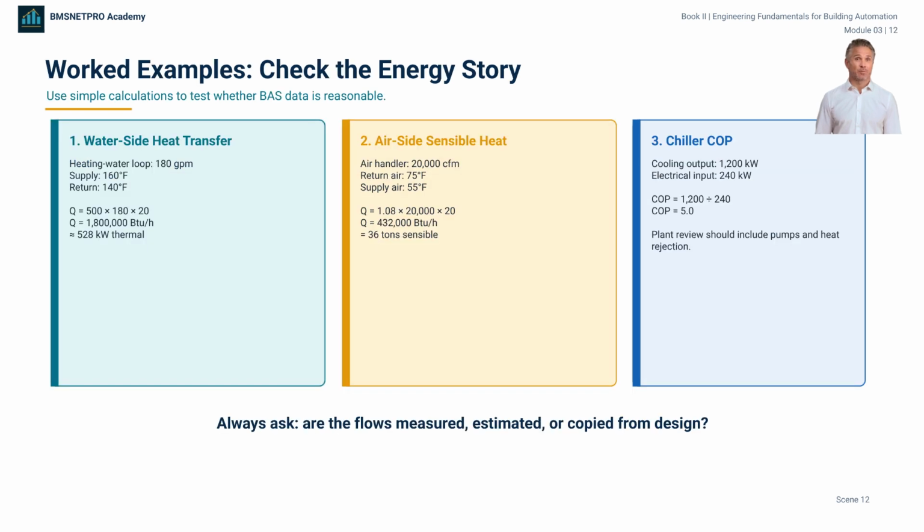Let's use simple examples to check the energy story. For the heating water example, 180 GPM with a 20-degree temperature drop gives 1,800,000 BTU per hour. That is about 528 kilowatts thermal. For the airside example, 20,000 CFM with a 20-degree drop gives 432,000 BTU per hour, or 36 tons of sensible cooling. For the chiller example, 1,200 kilowatts of cooling divided by 240 kilowatts of electrical input gives a COP of 5. These calculations are not just math exercises.